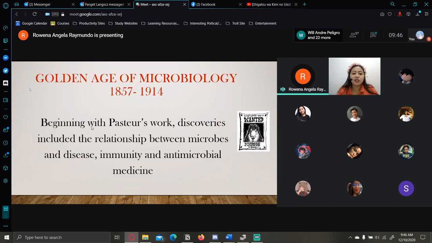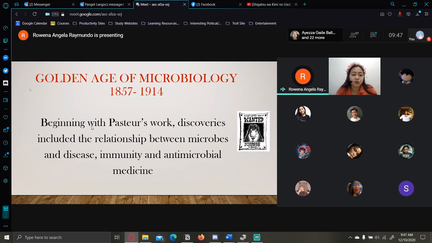2019. So this golden age of microbiology started with Pasteur's work, discoveries including the relationship between microbes and disease, which is also known as the germ theory, immunity, and antimicrobial medicine. So, itong golden age of microbiology, ay nag-umpisa talaga sa mga works ni Louis Pasteur.